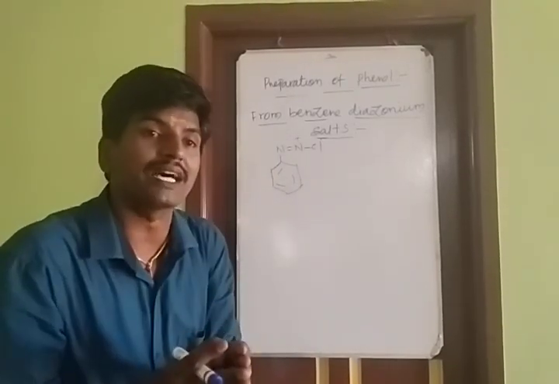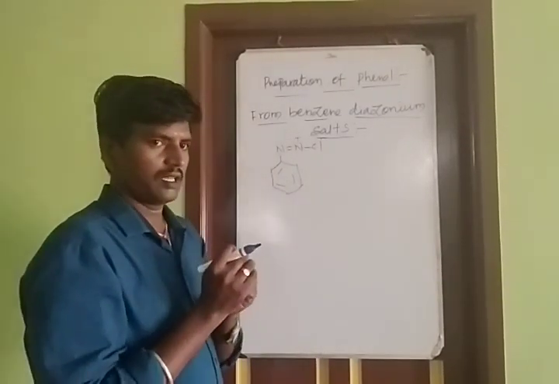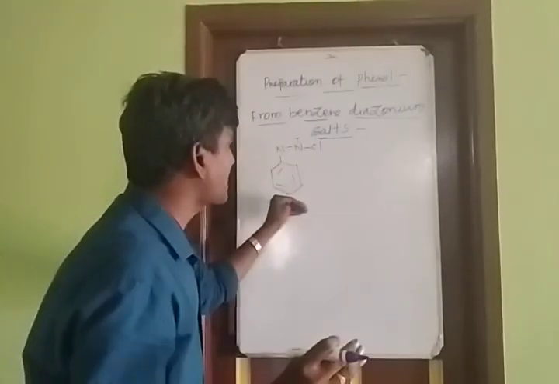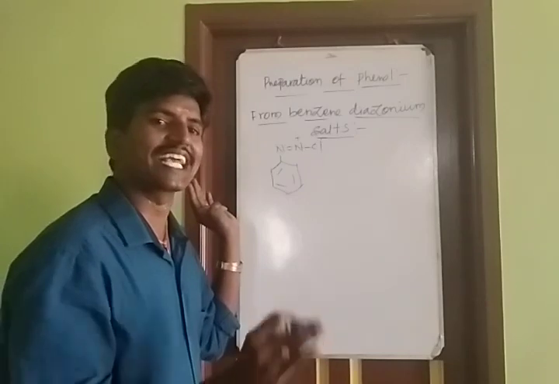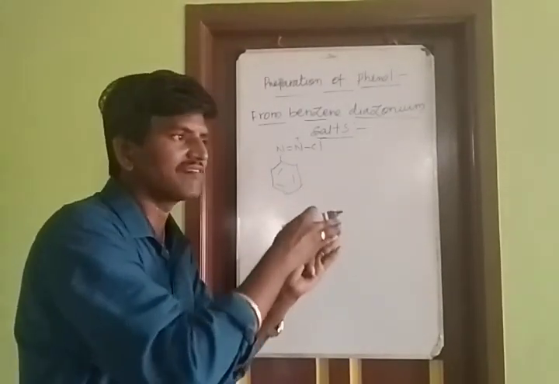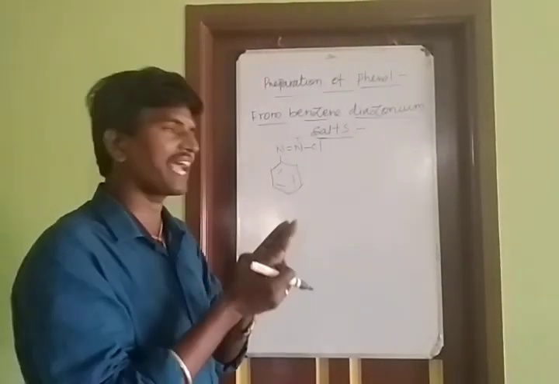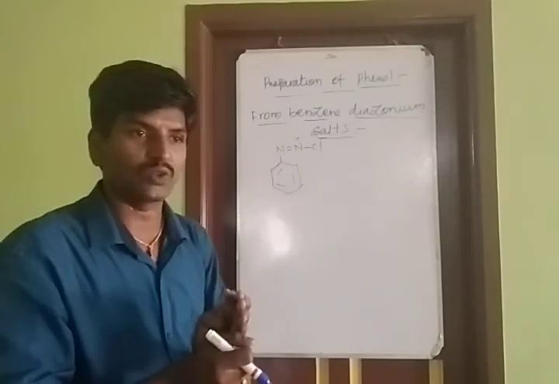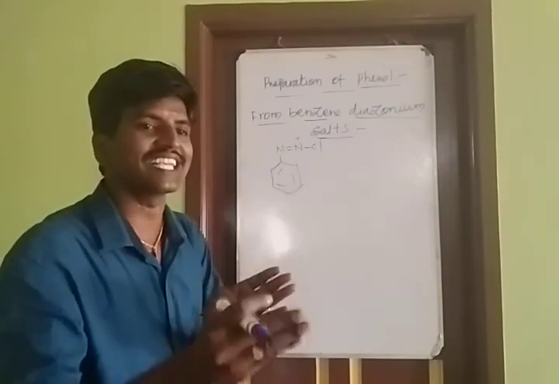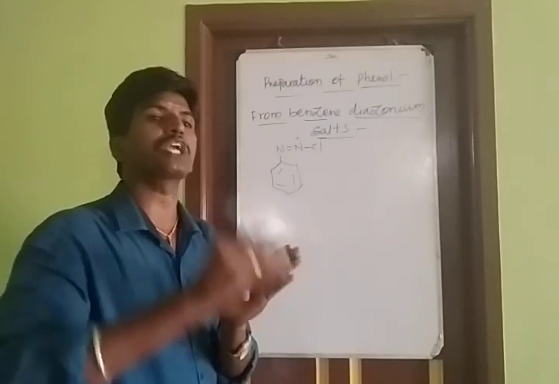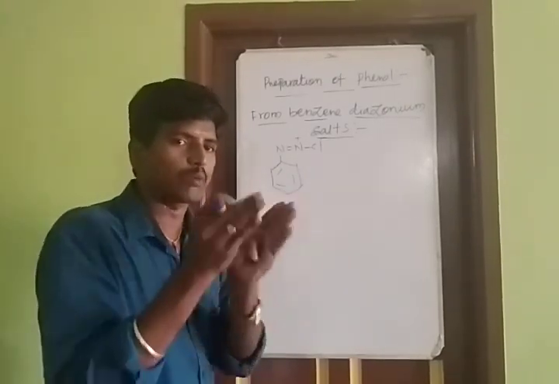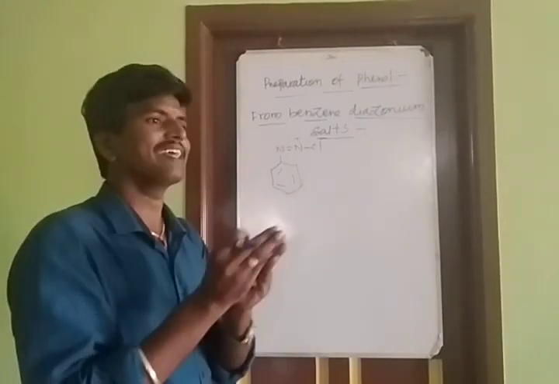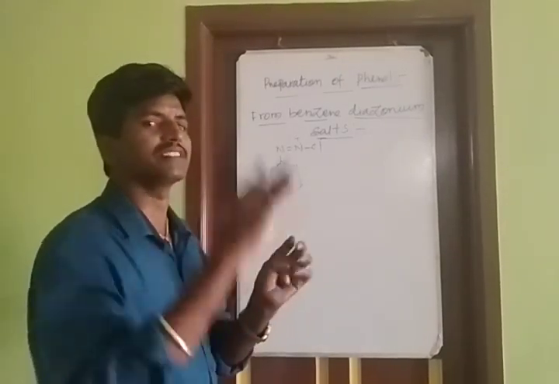First, how will you prepare benzene diazonium chloride? I am going to prepare benzene diazonium chloride from aniline. This process is called diazotization. Aniline is converted into benzene diazonium chloride in presence of nitrous acid. Then I am going to prepare phenol from benzene diazonium chloride. Are you clear? First I prepare benzene diazonium chloride, then I will prepare phenol from it.